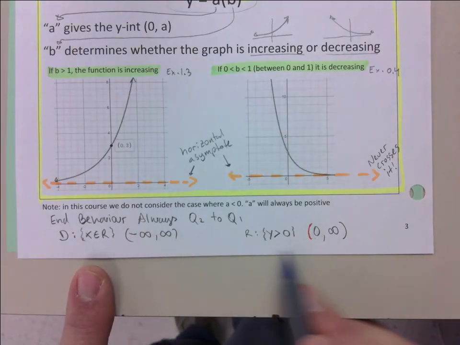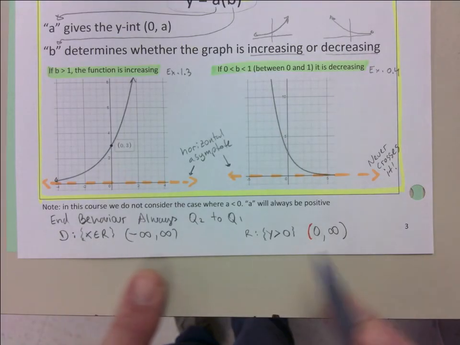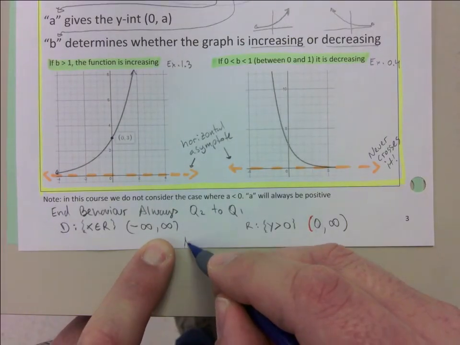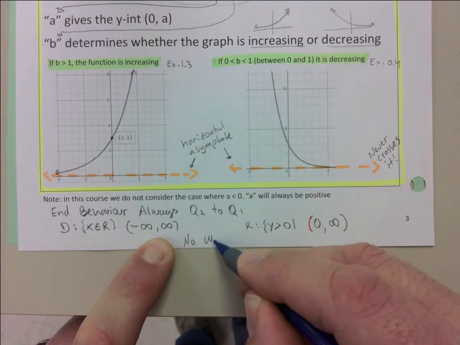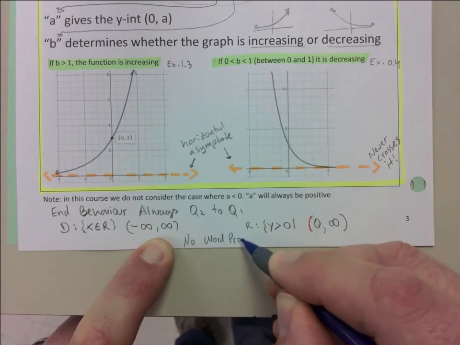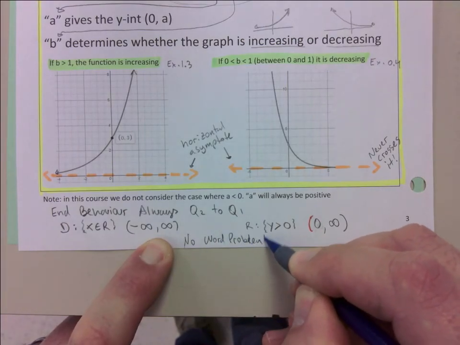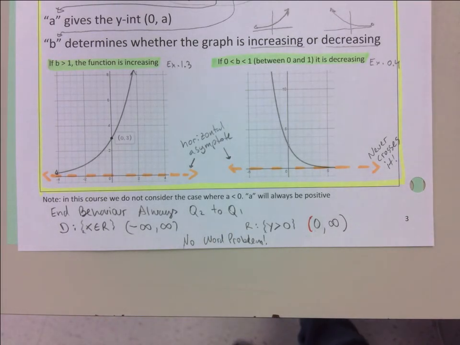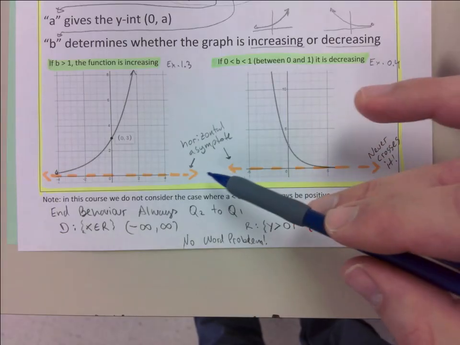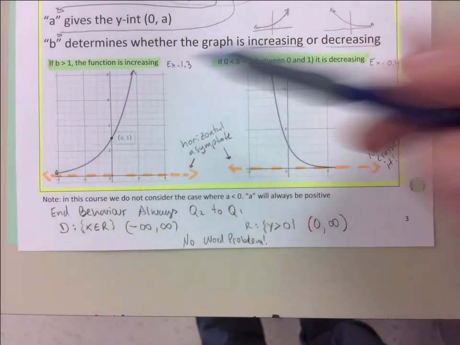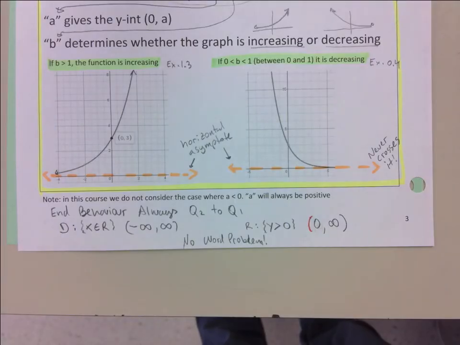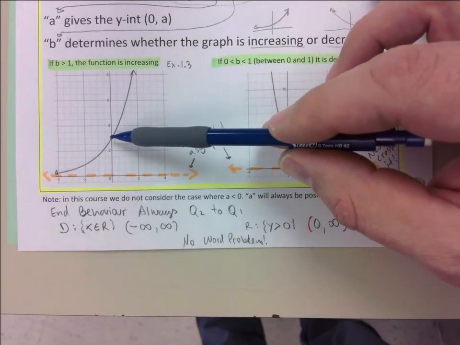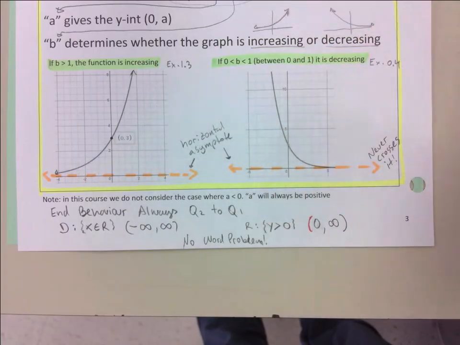This, of course, is no context. No word problem. The domain and range will change once there's a word problem. So if the x-axis is time and y is the population in a little town, then obviously we wouldn't go negative, right? We would start right here and go up.